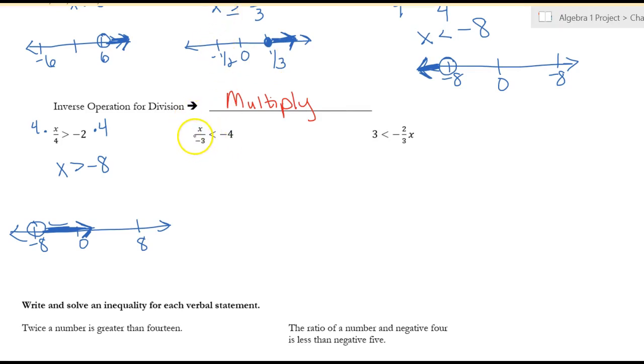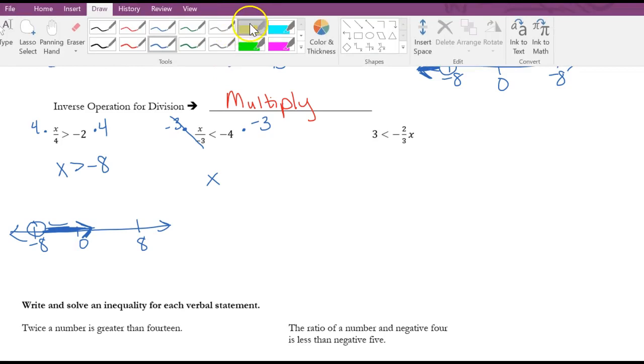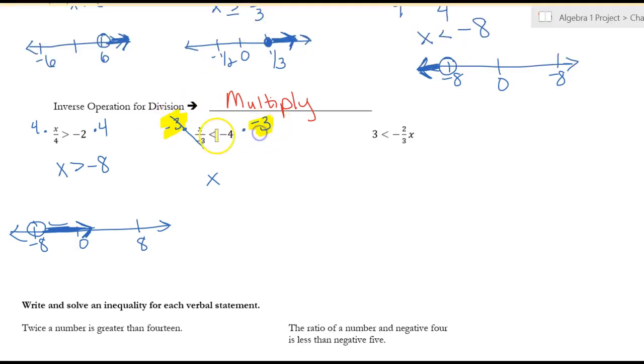All right, for the next one, I have to get rid of a divide by negative 3, so I'm going to multiply by negative 3, and so those cross off. Now, I just multiplied by a negative, see? That's a negative, that's a negative. So I'm going to flip that sign, and so now I get greater than negative 4 times negative 3 is a positive 12. So I have a positive 12 open circle, and it's greater than, so I'm going to go to the right. And again, I flipped it because I multiplied by a negative 3.